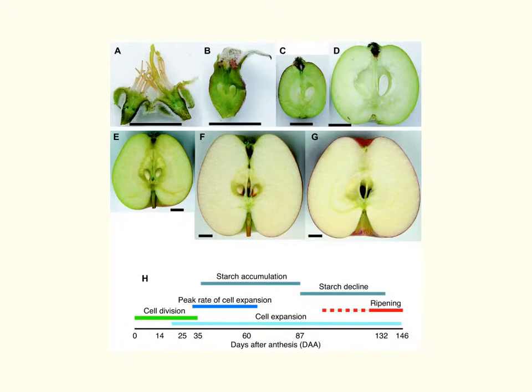Now, the interesting part here is the time length between the first cell division at day 0 to ripening on day 146 for these apples. You can see that cell division happens quite quickly in those early days, and the cells just get bigger and bigger and bigger after they've divided so far.